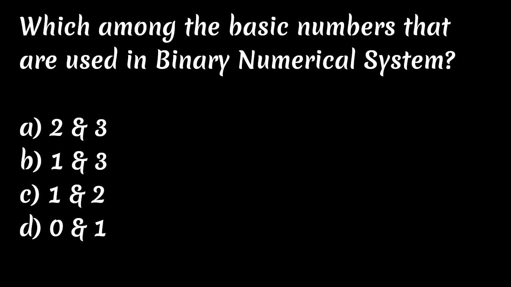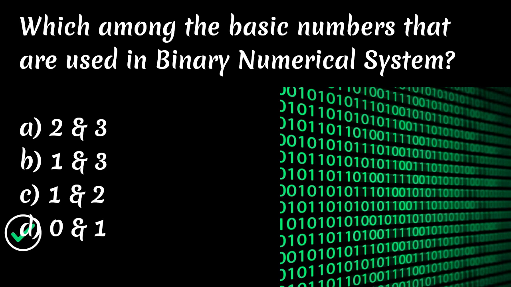Question 37. Which among the basic numbers that are used in binary numerical system? A. 2 and 3, B. 1 and 3, C. 1 and 2, D. 0 and 1. Answer D. 0 and 1.